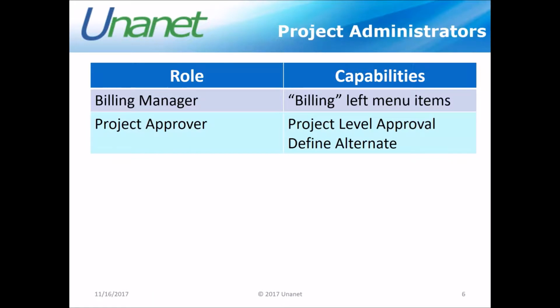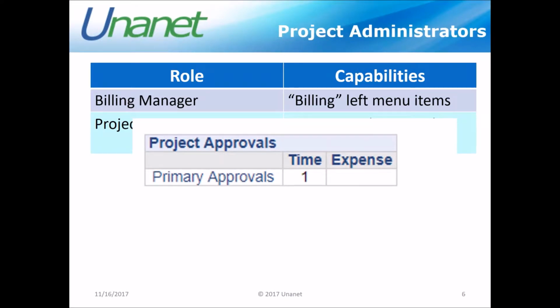If you have a role of project approver, that means that you are going to be approving the time and/or expense on a project. So you have an approval queue. It also allows you to define an alternate project approver on that. So that means on your project dashboards and on your home dashboard, you're going to see an approval queue that allows you to approve the time and/or expense on a project. So if you're supposed to be approving project entered time and expenses and you don't have that capability, well, maybe you need another administrator role.